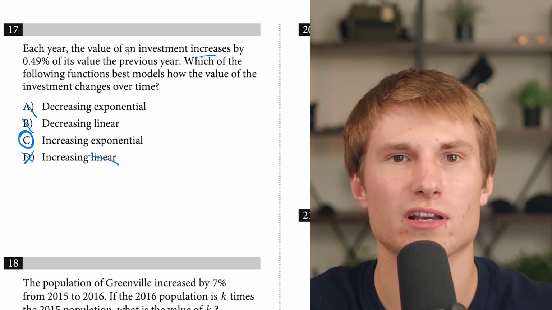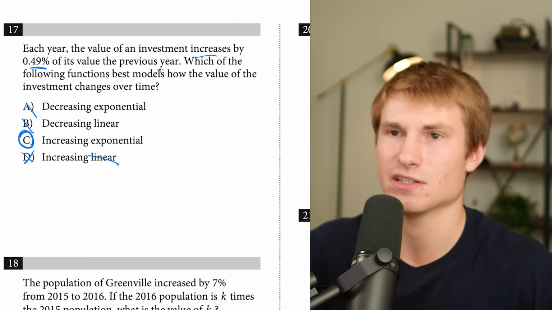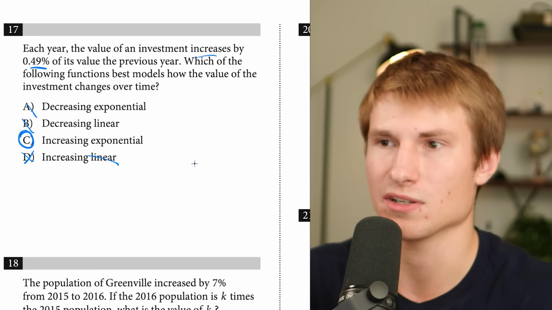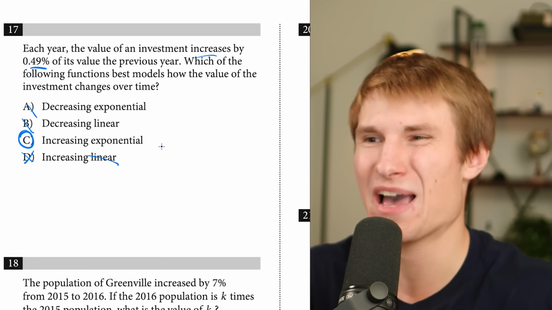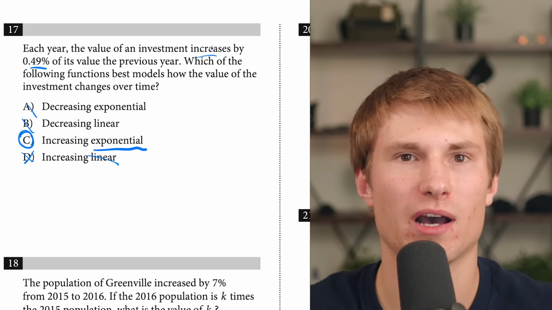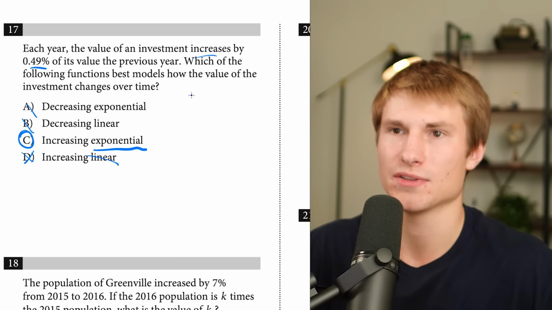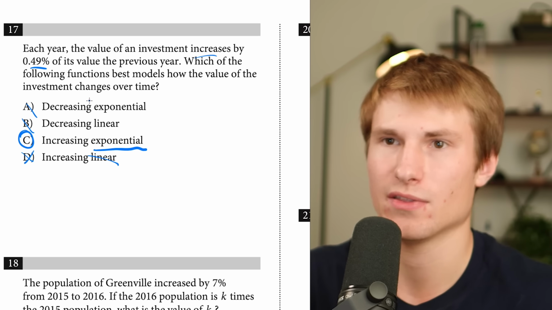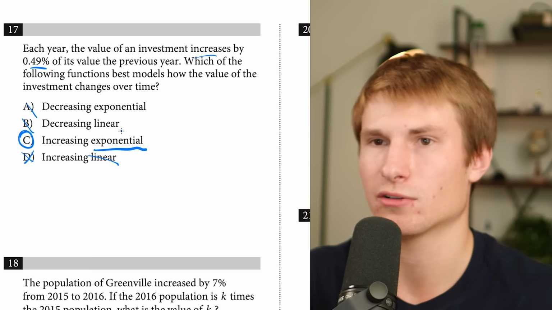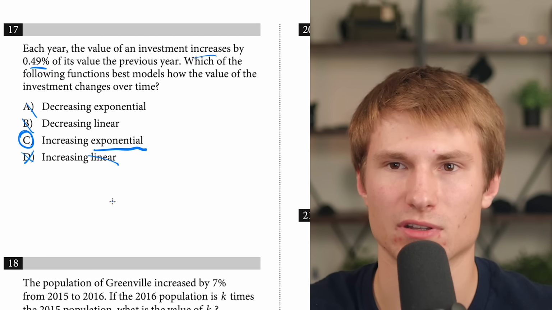If the value of an investment is increasing by 0.49% of its value the previous year, that means the amount that it's increasing is dependent on what it was the prior year. And since it is dependent on the prior year, it's going to be exponential. Keep in mind, we're told that it's increasing by 0.49%. If it was decreasing by 0.49%, then that'd be decreasing exponential. Increasing and decreasing linear, obviously you're going up or down by the same amount every year, regardless of what the value was the previous year.